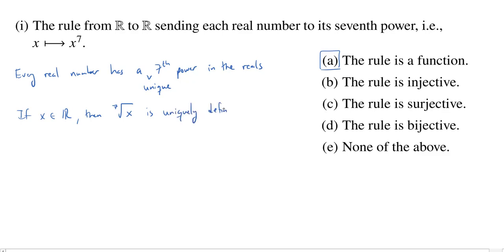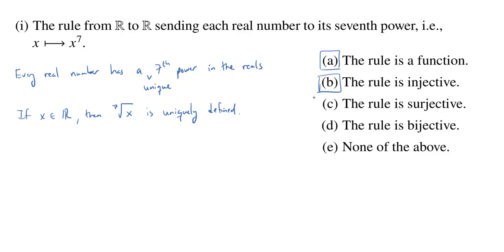Okay, this by the way, would be different if we were working over the complex numbers, where if you have a real number, non-zero, say, there will actually possibly be more 7th roots. In fact, probably 7 7th roots. And so then the rule would not be injective. But over the real numbers, it's uniquely defined. And so again, we have not only just a function, but we have an injective function.